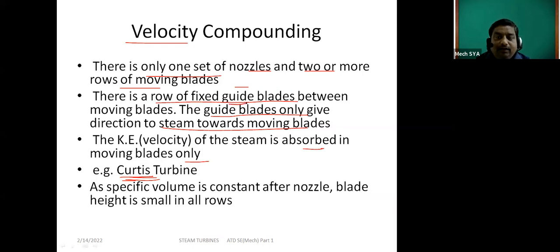In an impulse turbine, the fixed blades act only as guide blades. Pressure remains constant, and velocity is not decreasing either. These blades only guide the steam, giving it a direction towards the moving blade so that it will effectively impact the next stage of the turbine. The velocity compounding example is the Curtis turbine. Rateau, Curtis and De Laval turbines are examples of impulse turbines, and out of those, velocity compounding is done in the Curtis turbine.